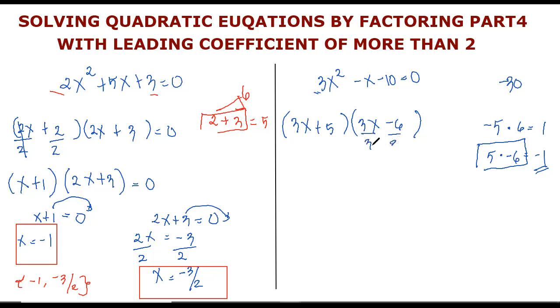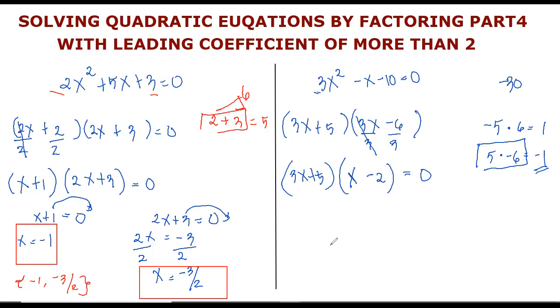Okay, so 3. Now, copy the first term. We have 3x plus 5. Don't forget to put parentheses. And then, parentheses again, 3 divided by 3 is x. 3x divided by 3 is x. Negative 6 divided by 3 is negative 2. Don't forget to equate it to 0. So now, 3x plus 5 times x minus 2 is equal to 0 is the factor of 3x squared minus x minus 10 is equal to 0.